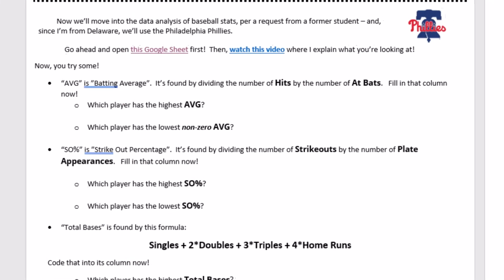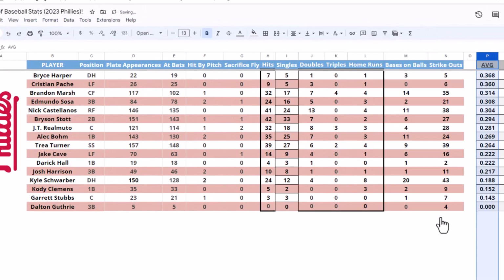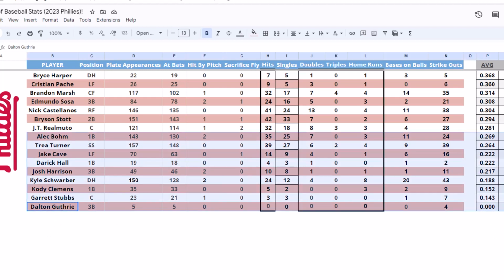Okay, well, let's go sort. So highest, we'll sort Z to A. It looks like Bryce Harper does. Bryce has a batting average of 36.8%. And then that means the lowest is at the bottom. And that's poor Dalton. He's got a 0. He must not have gotten any. Yep, no hits. No hits and 5 at-bats. Okay, so poor Dalton. Okay, so we got those.